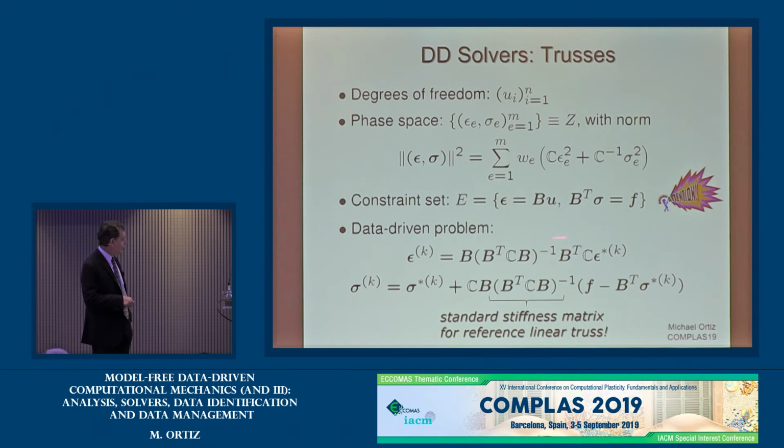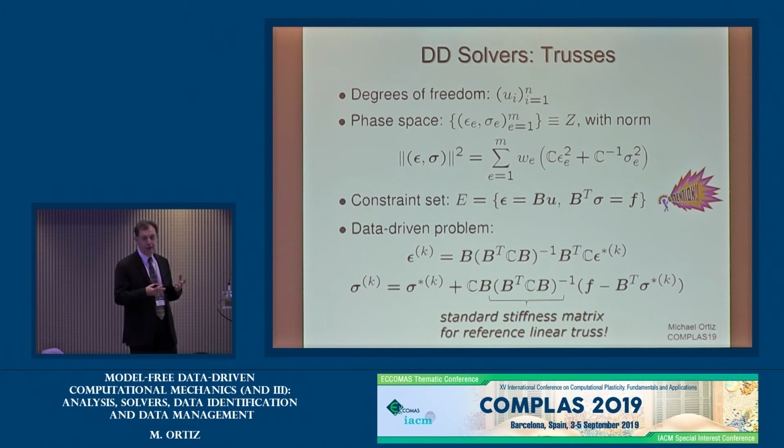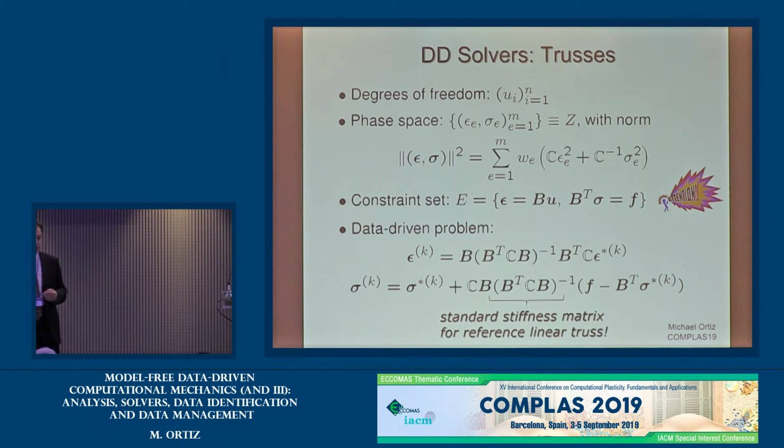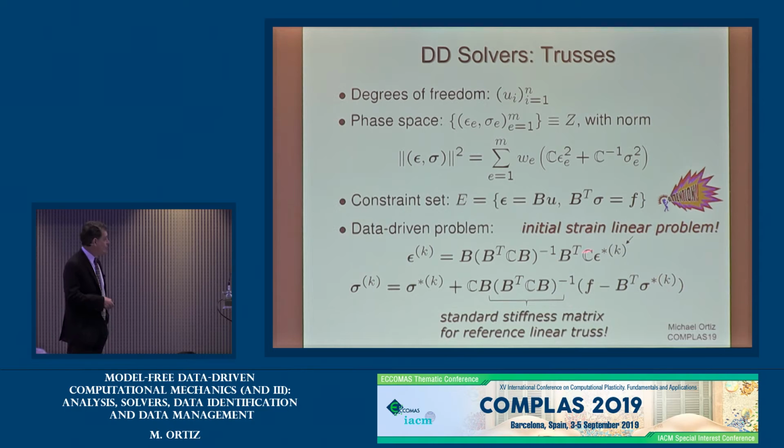But the big point here is that regardless of what the material data set is, we have not made any statement about linearity or non-linearity of the data set. In fact, it's just a collection of points. So linearity or non-linearity doesn't really apply to that situation. Regardless of what the material data set is, the DD solver reduces to two standard linear problems. So one standard linear problem with initial strains, one standard linear problem with initial stress.